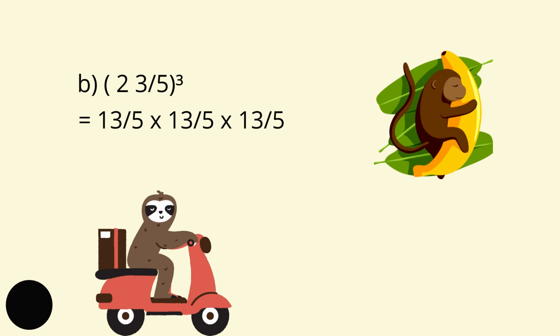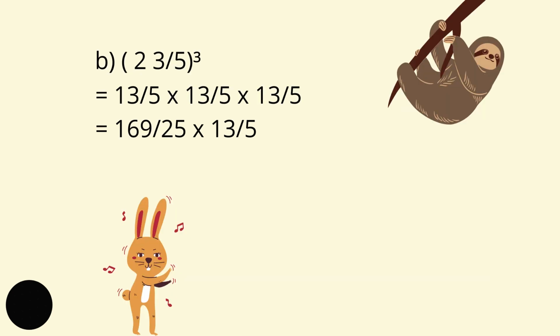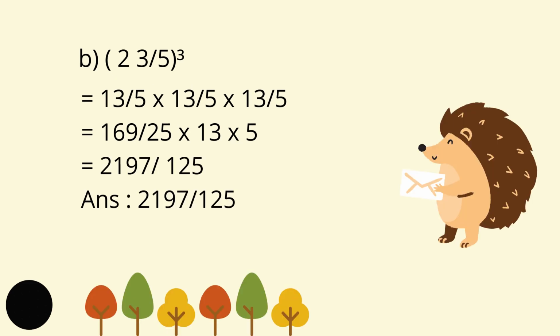B, 2 and 3 over 5 cube. So we make it into an improper fraction, becoming 13 over 5 multiplied by 13 over 5 multiplied by 13 over 5. So same as the one before, we do the first two first and we'll get 169 over 25 multiplied by 13 over 5. Then the answer is 2197 over 125.